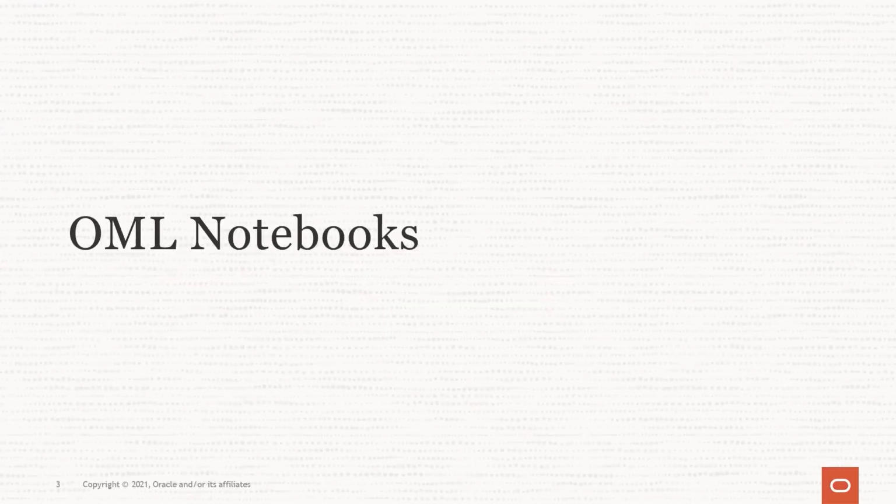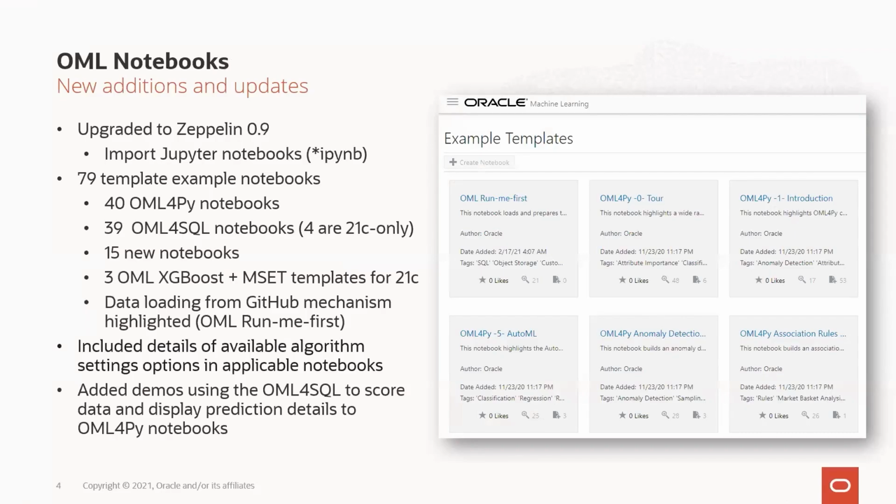Let's get started with OML notebooks. The OML notebooks are Zeppelin-based, and we recently upgraded from Zeppelin 0.8.2 to Zeppelin 0.9. With this upgrade, users can now import Jupyter notebooks, while previously one could only import Zeppelin notebooks. We also introduced 15 new notebooks in the OML template examples. These are pre-populated notebooks that can be used as a guide for specific features and algorithms.